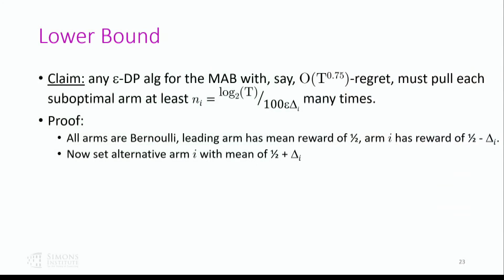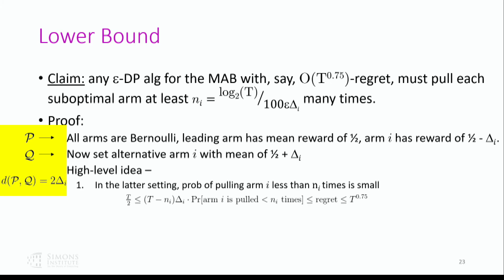Is the statement clear? Log of the number of samples in my stream over epsilon times the suboptimality gap. Okay? And here is the construction. There is going to be one set where the best arm has a reward of, say, half, and everything has its suboptimality gap. And then I'm going to consider arm i and pull its reward above the leading arm. It's going to have a mean reward of half plus delta i. Okay. This is distribution P, this will be distribution Q. The total variation distance between them is 2 delta i.